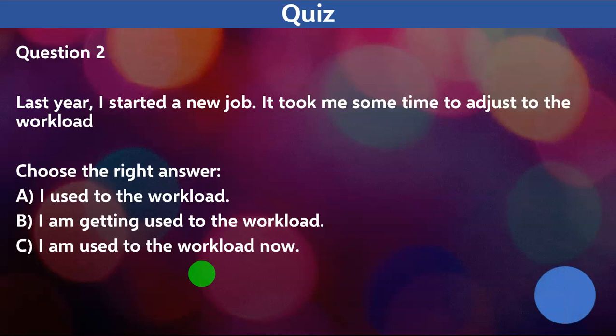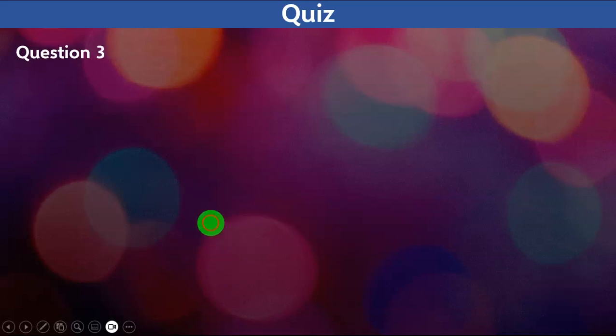All right, what do you think is the right answer? I am used to the workload now. Last year I started a new job. It took me some time to adjust to the workload, but he is used to the workload now. That is number C.